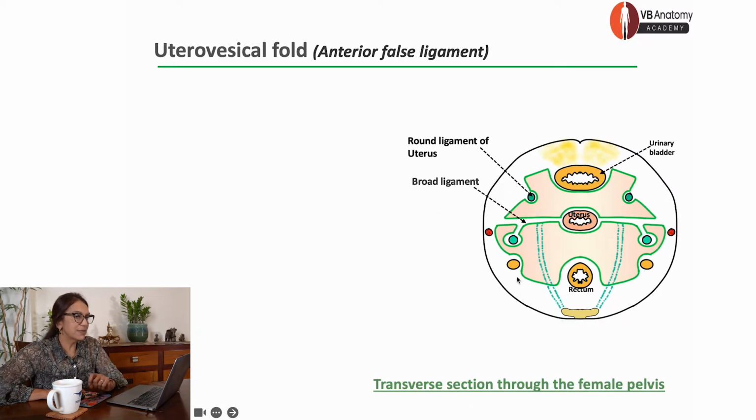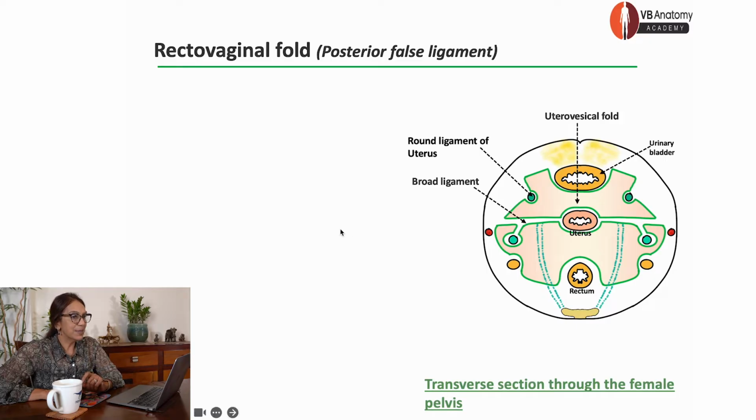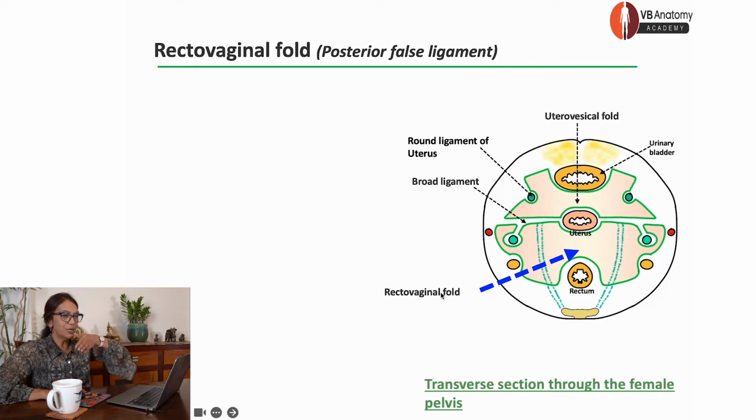So here is a transverse section through the pelvic cavity, where here's the urinary bladder, here's the uterus, and in between them the peritoneum folds from one to the other, forming the vesicouterine fold. Similarly, here's the rectum and here's the uterus, and the peritoneum folds from the rectum onto the uterus. This is called the rectovaginal fold. Is it a ligament? No, it's a peritoneal fold.